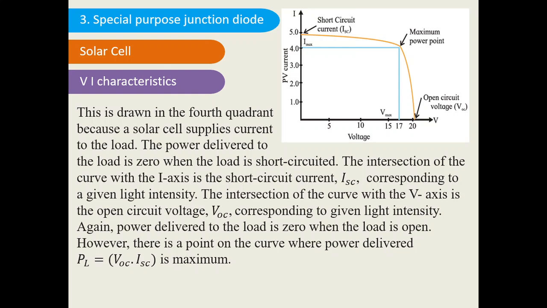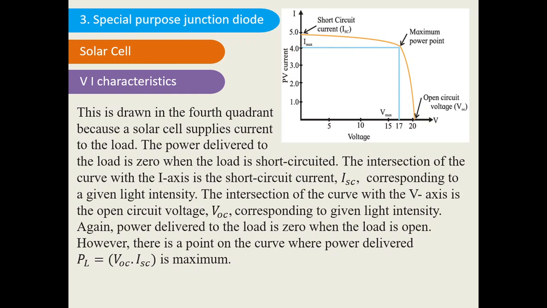This is drawn in the fourth quadrant because the solar cell supplies current to the load. That means inside the solar cell, the current flowing is negative. That's why it should be drawn in the fourth quadrant. The power delivered to the load is zero when the load is short circuit or open circuit. In the case of short circuit or open circuit, the power delivered will be zero.